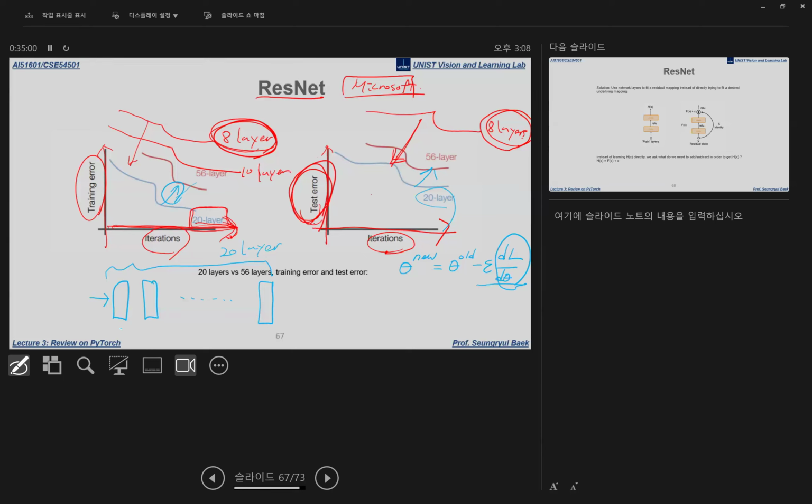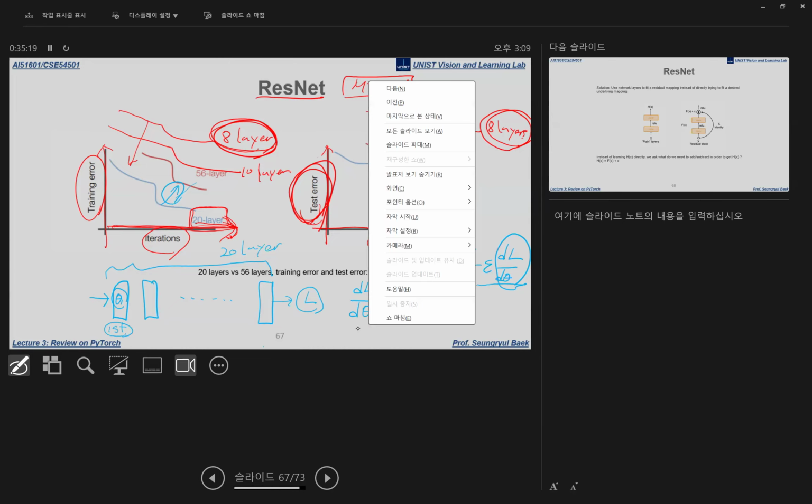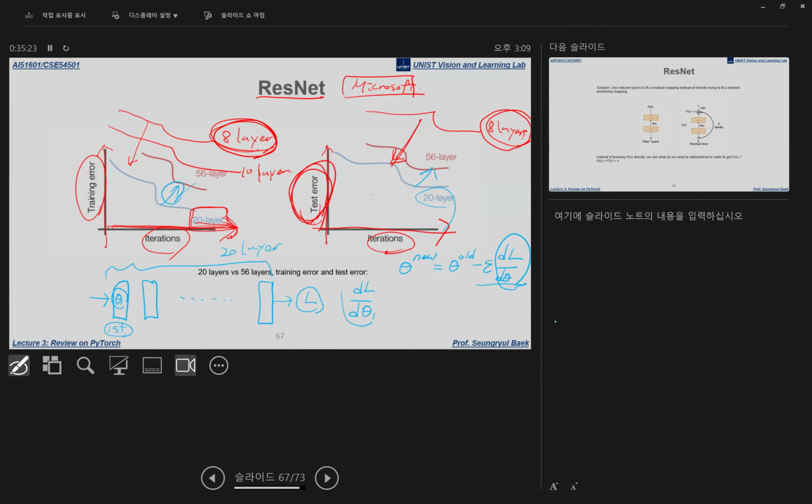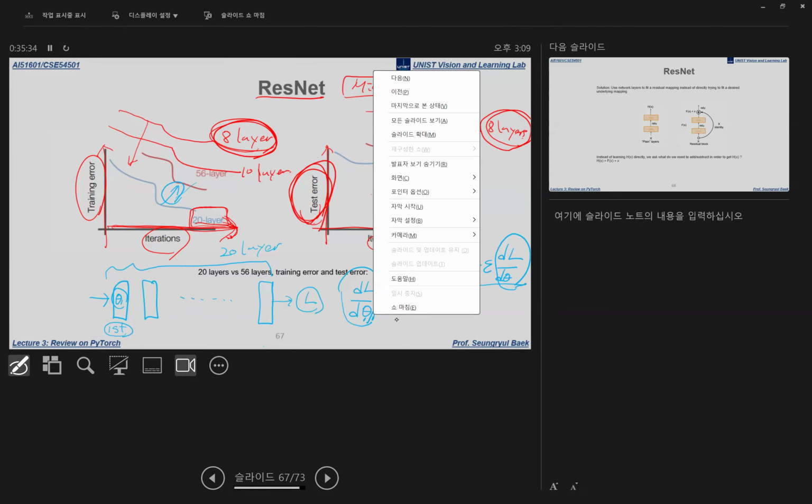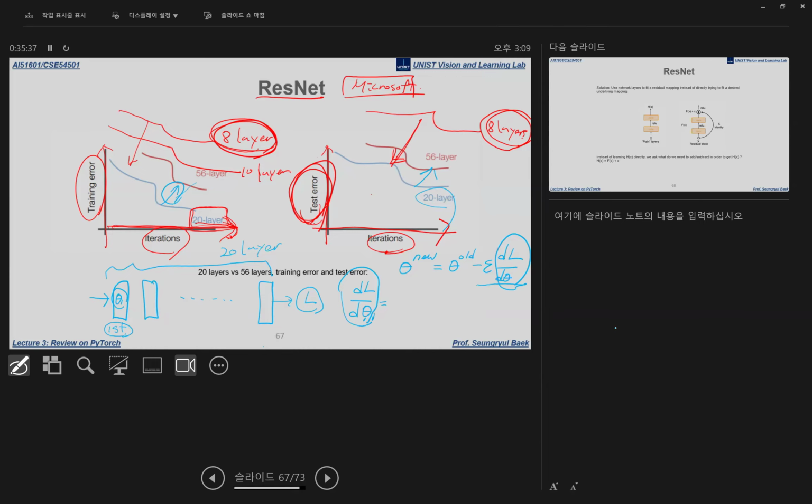for example, this is the first layer, and this is the loss function, okay? To calculate dL with respect to the parameter of the first layer, let's say it is θ1, then we have to calculate this dL/dθ1, okay? But please remember how we calculate this dL/dθ1. To calculate this, we use the chain rule.